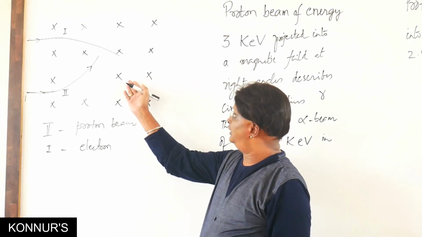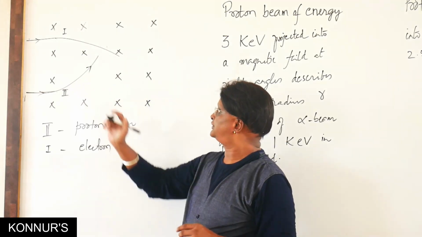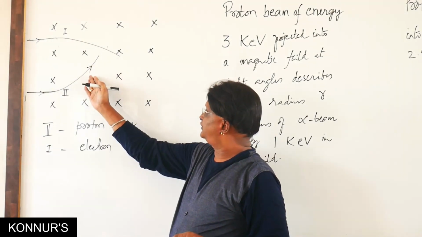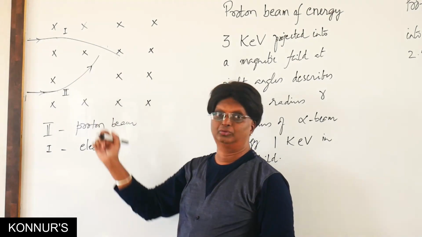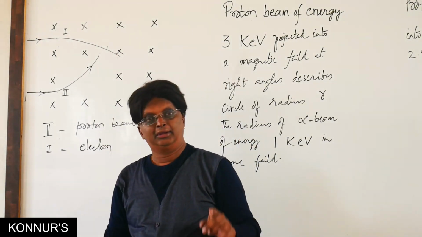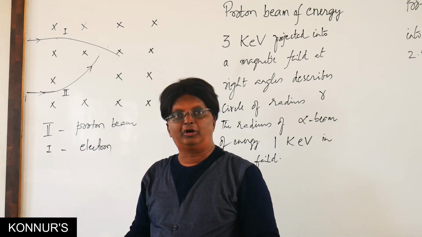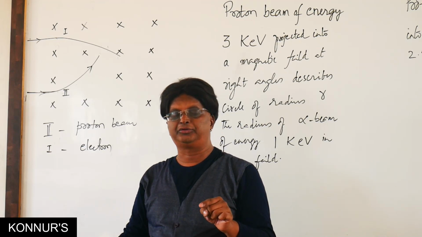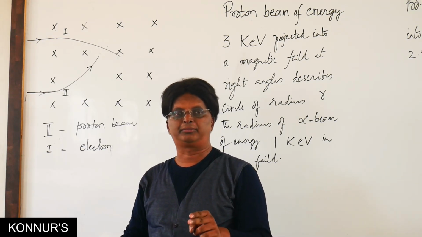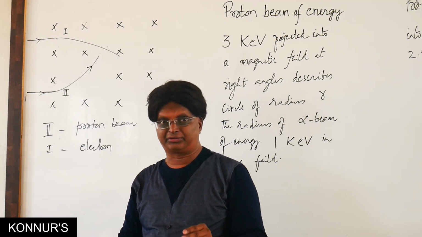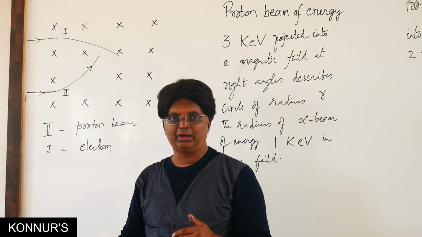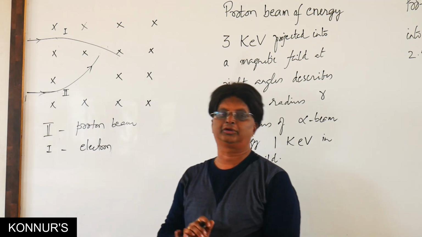Now in the given figure, two tracks are given, track 1 and track 2, in a uniform magnetic field. The question is that a proton beam and an electron beam are projected into the same magnetic field, normal to the magnetic field. So both of them are projected at right angles to the magnetic field. Which of the tracks represents that of the proton and that of the electron is the question.